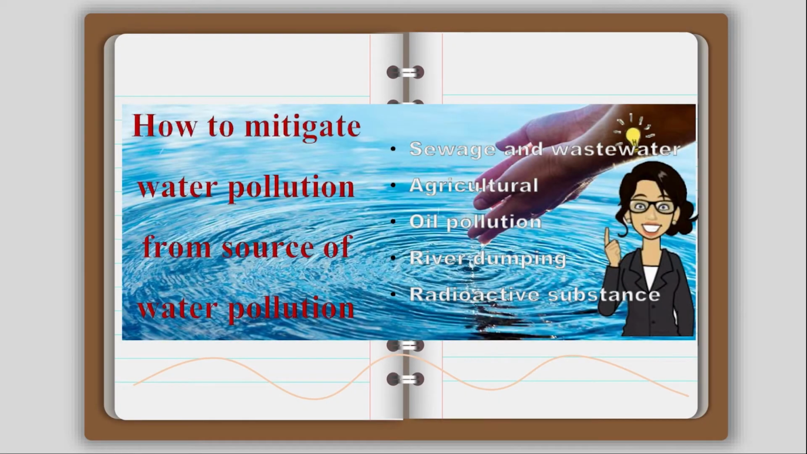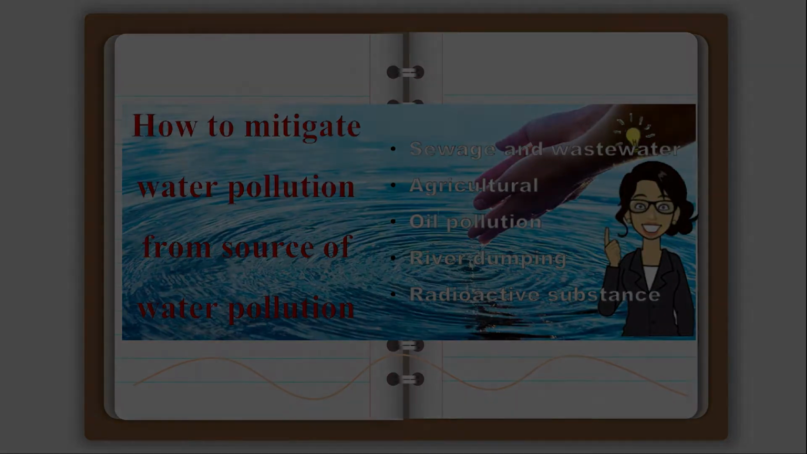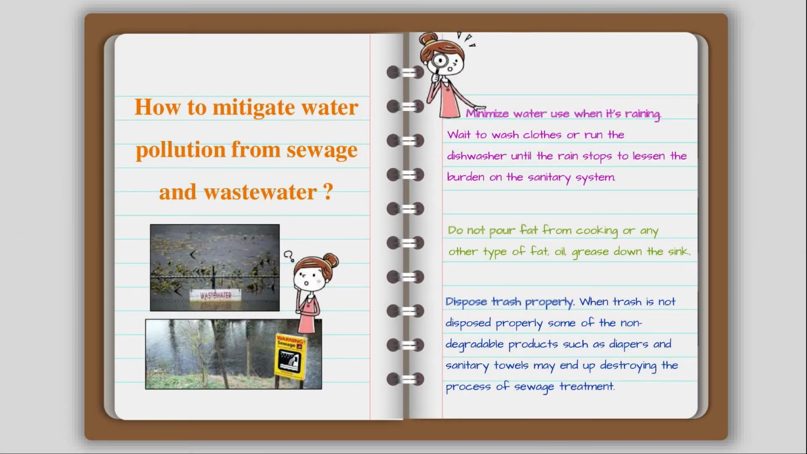How to mitigate water pollution from the source of water pollution? First, how to mitigate water pollution from sewage and wastewater? Minimize water use when it's raining. Wait to wash clothes or run the dishwasher until the rain stops to lessen the burden on the sanitary system. Do not pour fat from cooking or any other type of fat, oil, or grease down the sink.